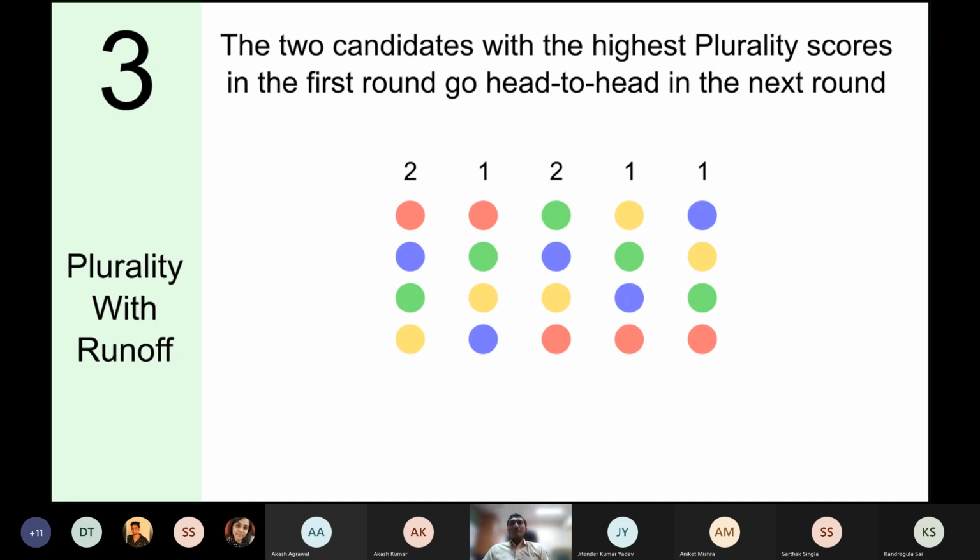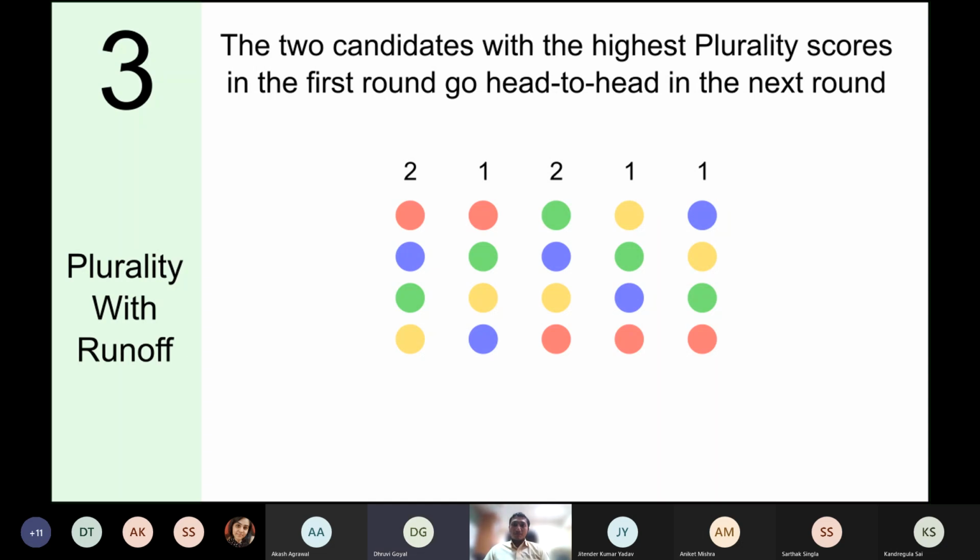So now, anyone wants to tell me which are the 2 candidates with the highest plurality score? Red and green. Right, red and green. Okay. So red and blue. Red and blue. Why blue? It would be red, green, and blue. Okay, I mean so purple. Those who are saying blue should explain why. Dhruvi, maybe you want to go? Or whoever was saying blue, can you go?